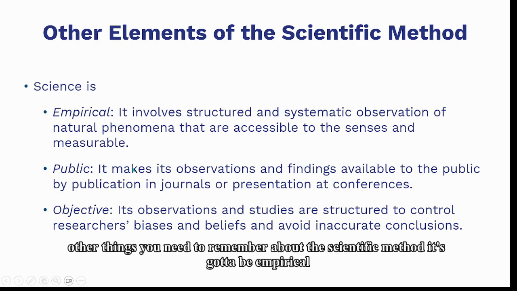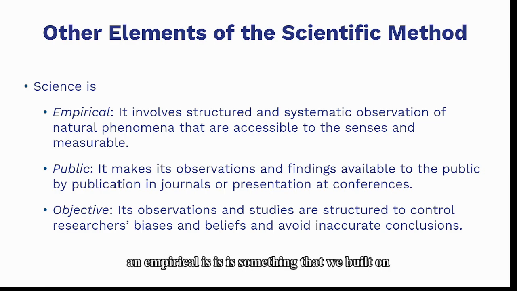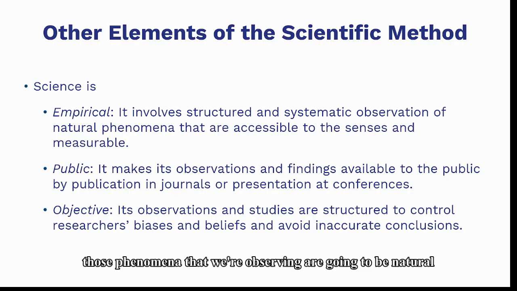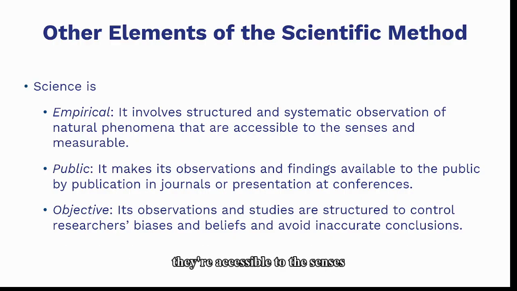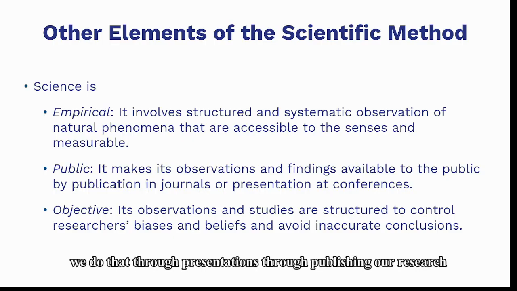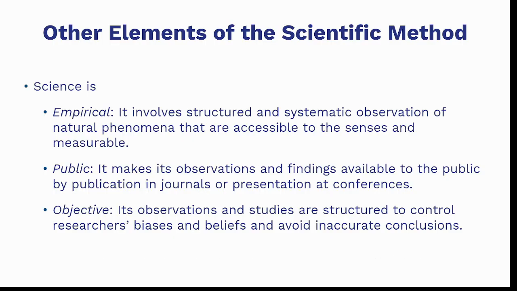Other things you need to remember about the scientific method: it's got to be empirical, and empirical is something that we built on from those earlier talks about how to get information, right? Empirical means that science is going to have structured and systematic observations. Those phenomena that we're observing are going to be natural, accessible to the senses, and measurable. Public means that we share our observations and our findings. We do that through presentations, through publishing our research, to getting your doctorate degree and defending your dissertation. We share that information. We don't sit on it and hide it.